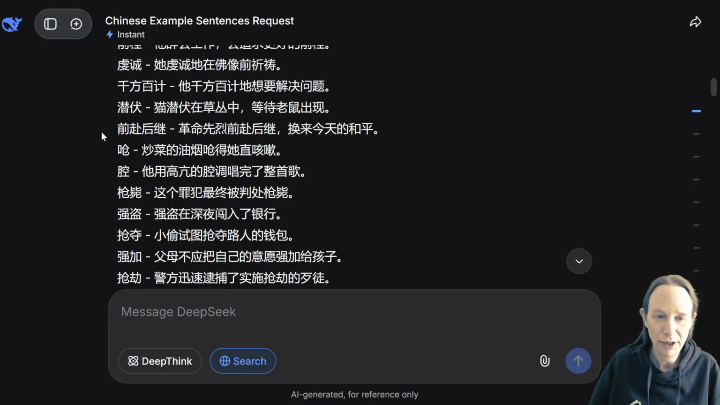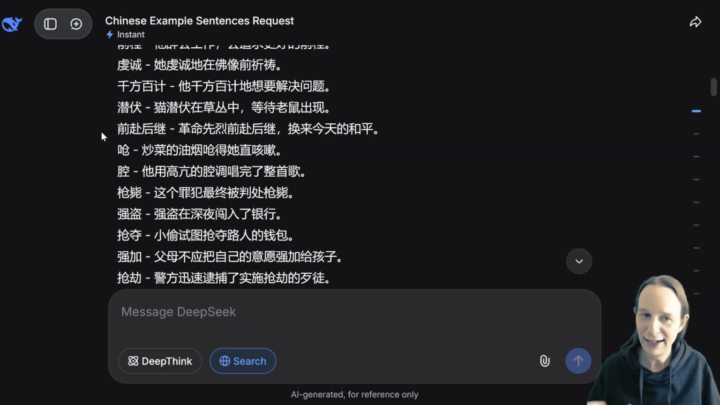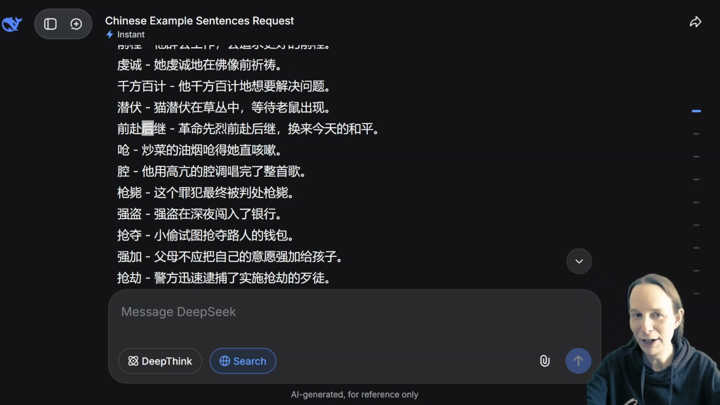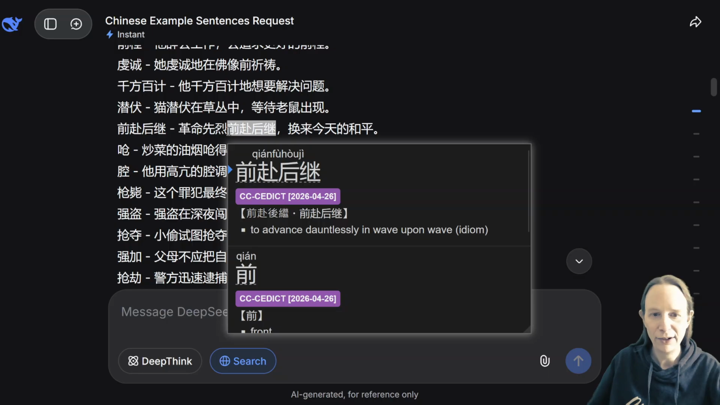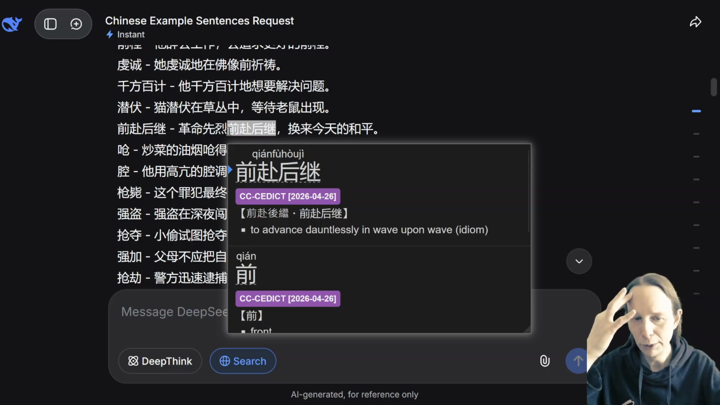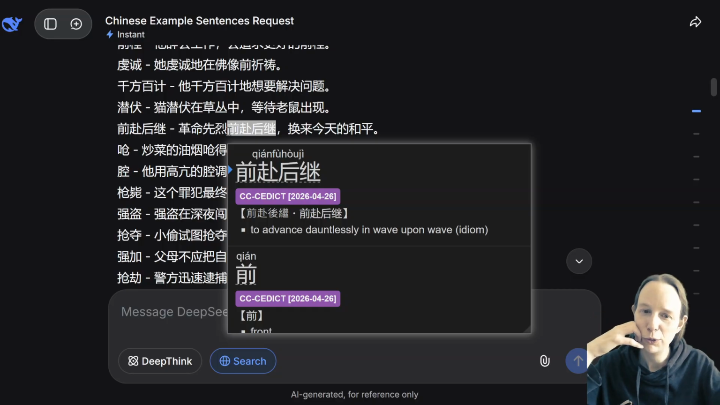前赴后继, 前赴后继, right? Okay, so presumably this is directionality, in front and behind. 赴 means to go somewhere. 继 means to continue. So maybe it's like continue forward or something like this. 革命先烈前赴后继，换来今天的和平。I don't know. 前赴后继, advance dauntlessly in wave upon wave.